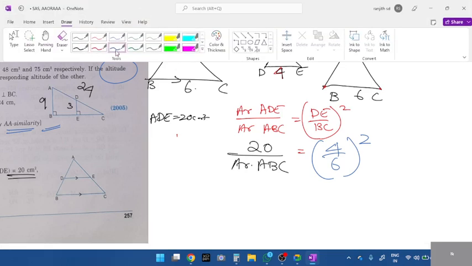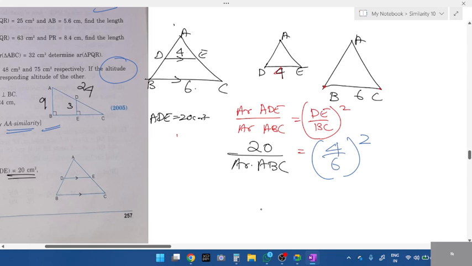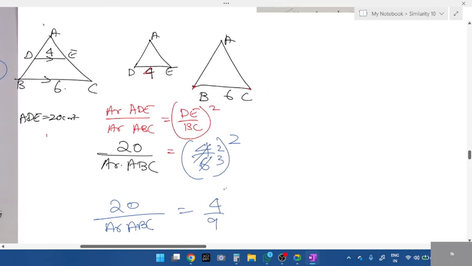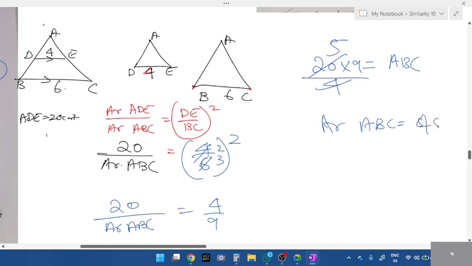Okay, we'll do one more last question. Done. So 20 divided by area of ABC. If I reduce this, what do we get? 2 by 3. What is 2 by 3 the whole square, students? 4 by 9. Cross multiply. When you cross multiply, 20 into 9 is equal to area ABC into 4. What's the answer? Area of ABC is 45 centimeters square.